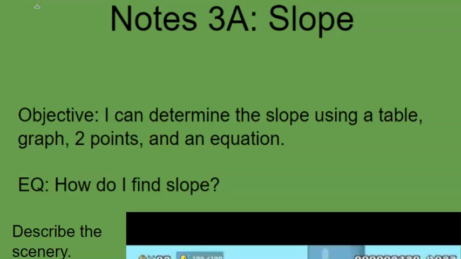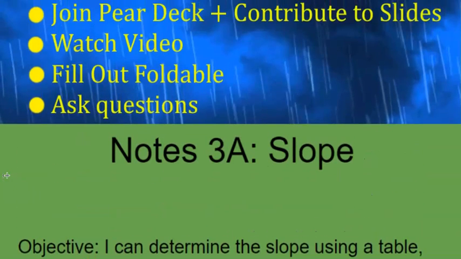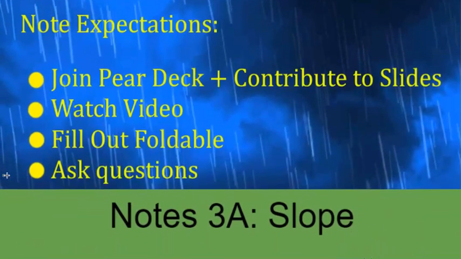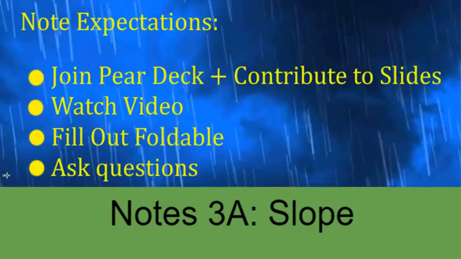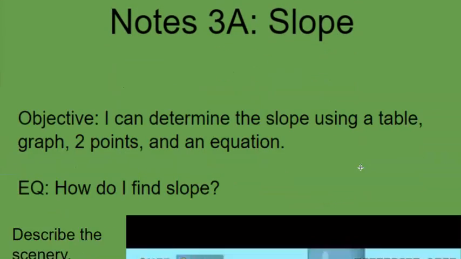Notes 3A. Slope. Objective: I can determine the slope using a table, graph, 2 points, and an equation. Essential question: How do I find slope? We are doing these notes. I expect you to join the Pear Deck and contribute to the slides, watch this video, fill out your foldable, and ask questions when needed.